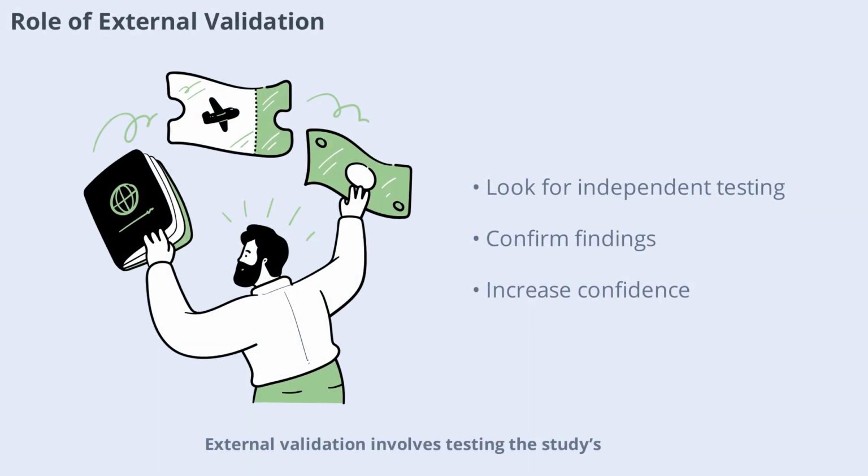External validation involves testing the study's findings in independent datasets or populations. This process helps confirm that the conclusions are not specific to the original sample. When reviewing research, check for evidence of external validation to increase your confidence in the results.